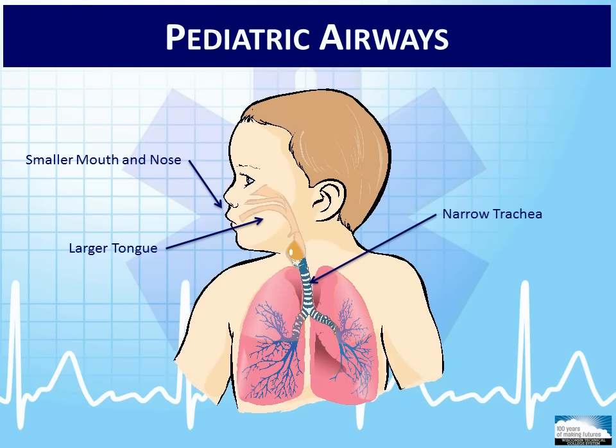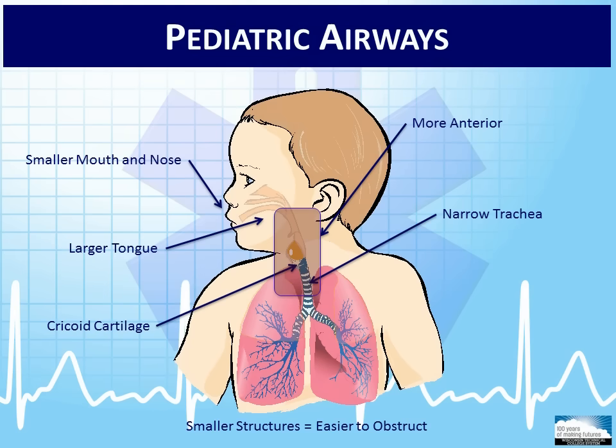Trachea is narrower. Cricoid cartilage is less rigid and developed. Airway structures are more anterior and the head is proportionally larger than the rest of the body, making airway maintenance more difficult. Given that the airway structures are smaller than in an adult, obstructions occur with greater ease. This includes foreign bodies as well as airway restriction or obstruction due to mucus or inflammation. Airway management considerations and techniques for pediatrics will be discussed in greater depth in a different course module.